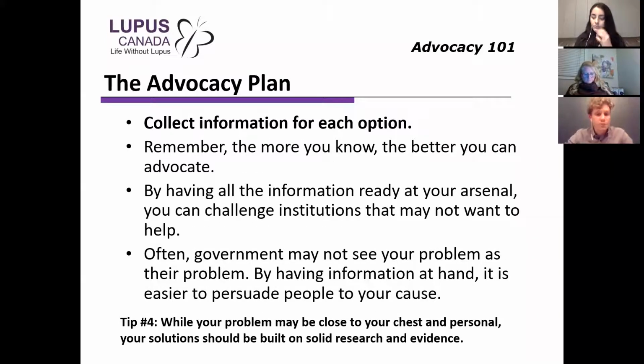So once we've done step 1 and 2, now we're going to collect some research. So we've come up with a list of a few solutions that we think could alleviate our issue. Now it's time to really see if those solutions are worthwhile, if they're practical. So the more that you know, the better you can advocate. So let's say you only came up with solutions and gave them to someone, they may have some questions. Oh, how would this work?